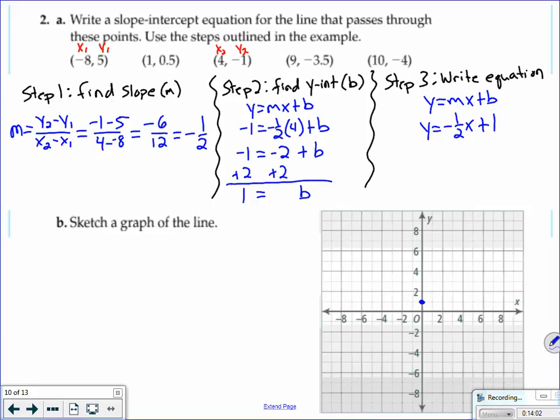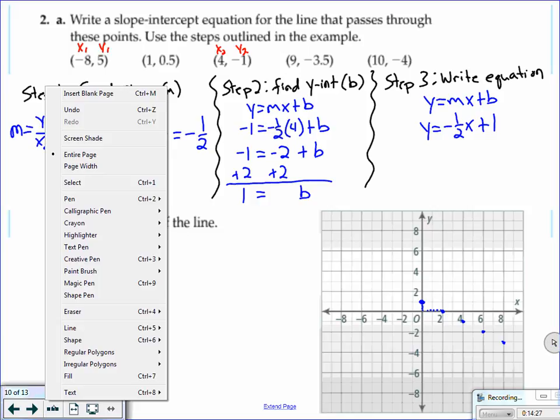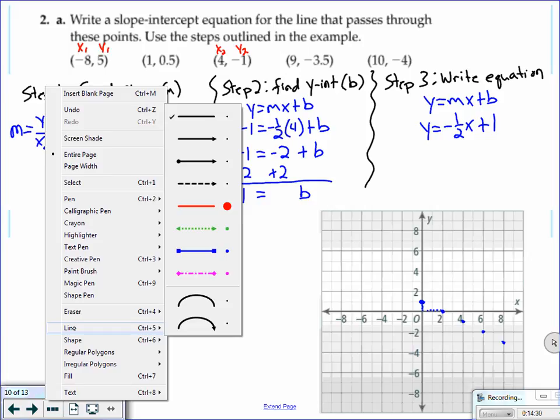My slope is -1/2, which means I need to go down 1 and right 2 and make another point. So I went down 1 and right 2, and I made a point. Now I can keep doing that. Down 1, right 2. Down 1, right 2. And make as many points as I want to get a good line. Once I do that, I can go ahead and draw my line through there.